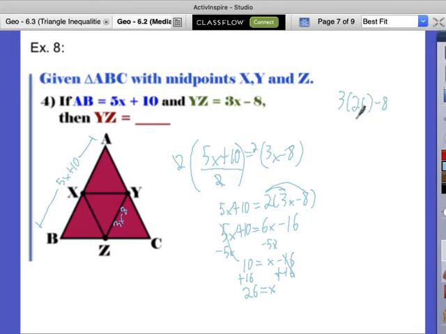3 times 26, does anybody know what that is? 78. Yeah, minus 8. What's 78 minus 8? 70. So the measure of YZ is 70. And then AB, that means what should the length of AB be then? 140, right? And so if we plugged it into AB, we should get 140.